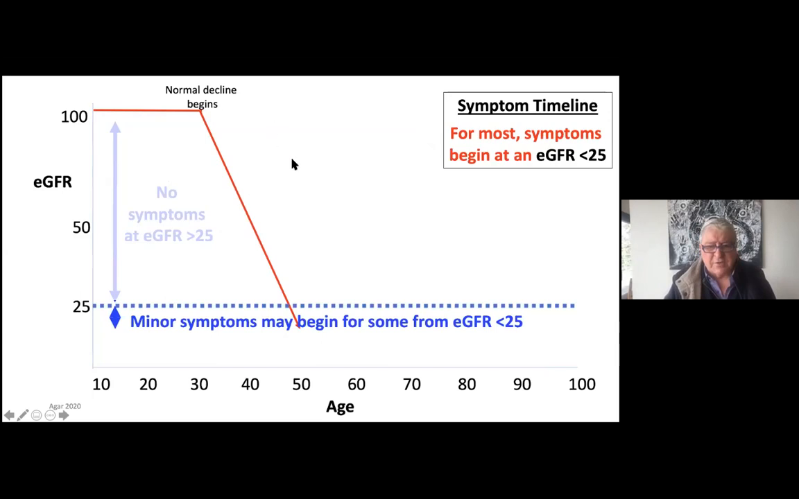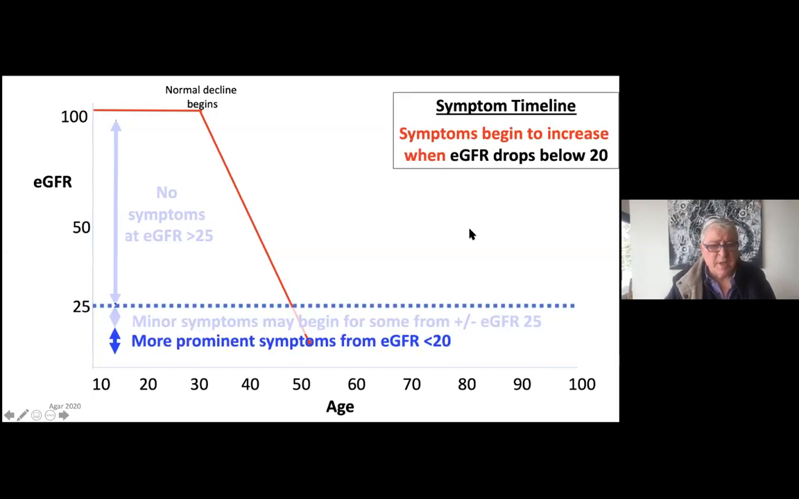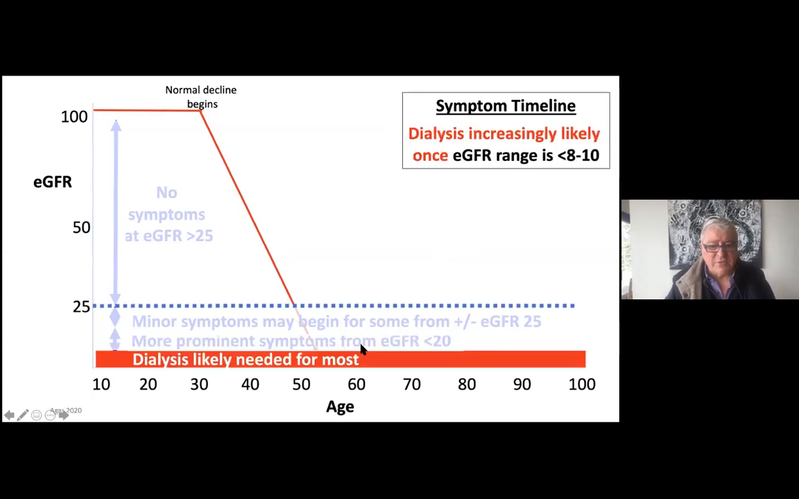Minor symptoms will begin for some, perhaps most, once the eGFR drops below 25, and many of those symptoms relate to the slow onset of the anemia of chronic kidney disease. But we'll talk about anemia and kidney disease in another session at a later time. Obviously, more prominent symptoms appear once you're down below about an eGFR of 20. And by the time you reach an eGFR usually less than 10, in Australia the mean is somewhere between 7 and 8, that is when dialysis generally is started for most. Though we have had particularly elderly patients who are extremely well, even though their GFR is down in the 5 to 6 range.